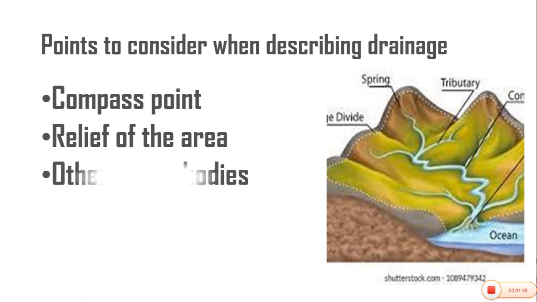Another point to consider is other water bodies. Are there other water bodies around that place? If there are other water bodies around that place, it can also affect the drainage system of that area.